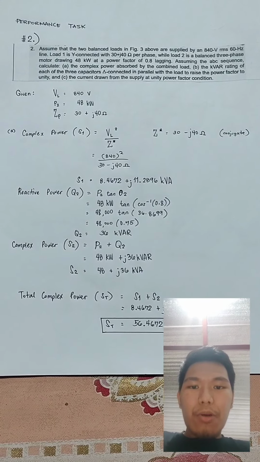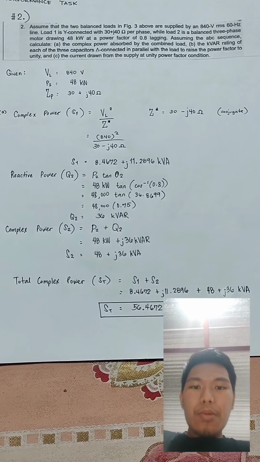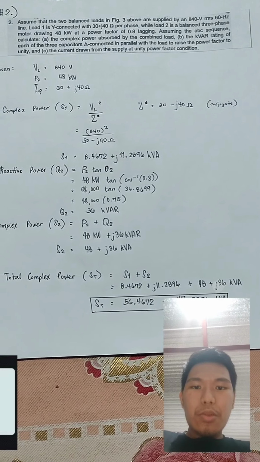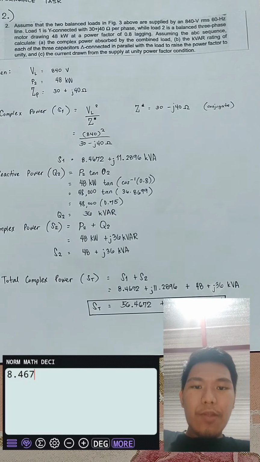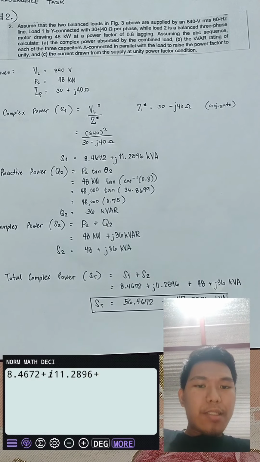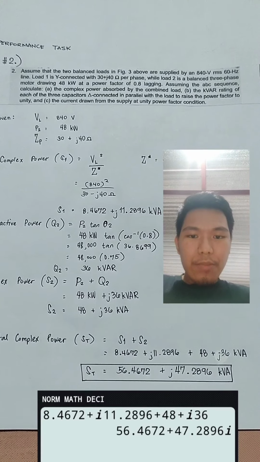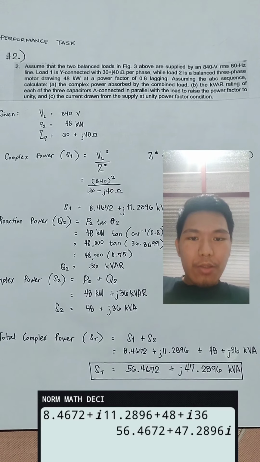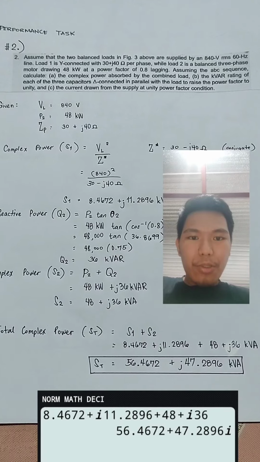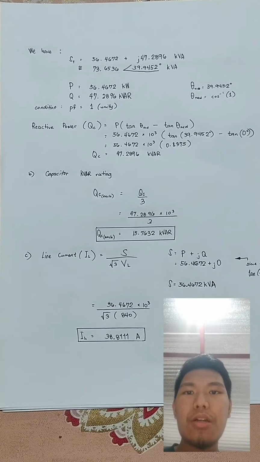For the total power ST, we have to add them up. S1 plus S2 is equal to 8.4672 plus J11.2896 plus 48 plus J36 kVA, which is equal to total complex power 56.4672 plus J47.2896 kilovolt ampere.